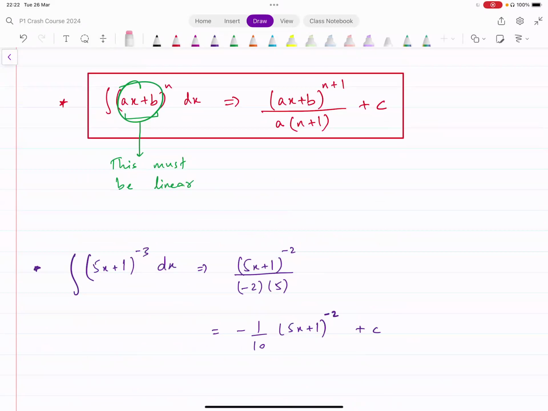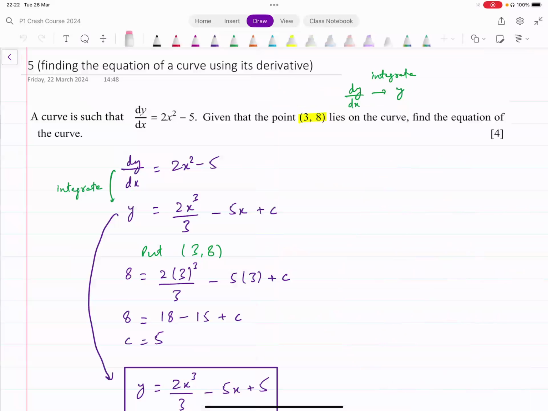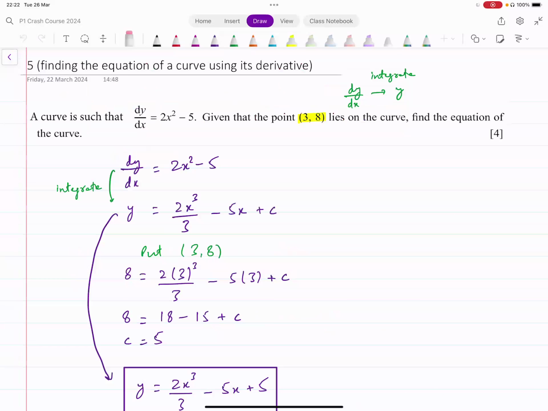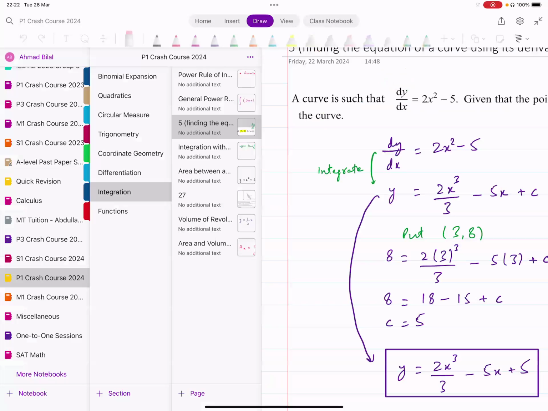This is the rule that we did with some examples, and the part inside the power, the base of the power, we said it had to be linear. If it was not linear, we could not use this rule. We would have to expand it first and then integrate it. That's what we discussed. We talked about some applications of integration after that, how to find the equation of a curve using the derivative. So basically you integrate, have a plus c, then you find the value of c using the point given in the question. And then you just write down the equation of the curve, right?